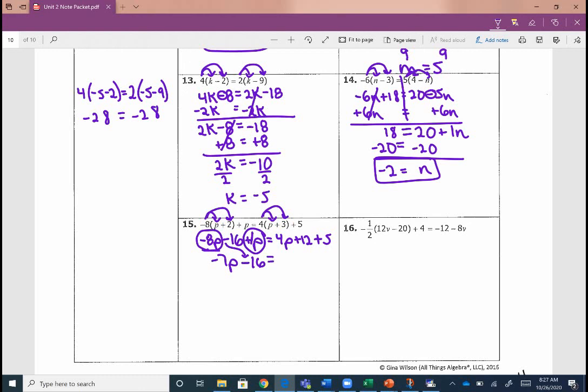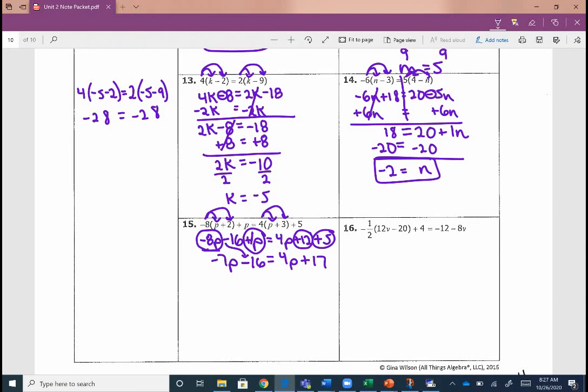So we distributed. Now we're combining our like terms before we move anything from the left side to the right or the right to the left. Simplify your sides as much as you can. Otherwise, you're going to start getting lost if you have too many p's or too many just plain old numbers. Now over on the right side, I have a 4p and I don't have any other p's. But I do have a plain 12 and a plain 5. I can put those plain ones together and I can get a 17.